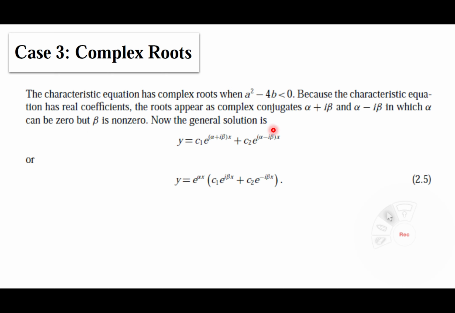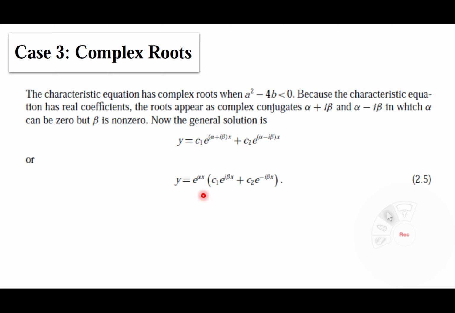Now the general solution is, we are going to take it directly. Actually, there is a derivation in the book, and you can go through it, but you are not going to be asked in the exam regarding the derivation, okay? So you can apply the equation directly. y equal to C1 e to the first root, which is alpha plus i beta, times x, plus C2 e to alpha minus i beta, times x.